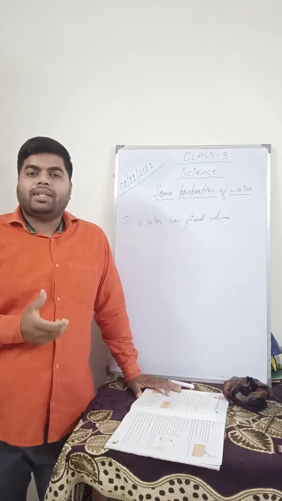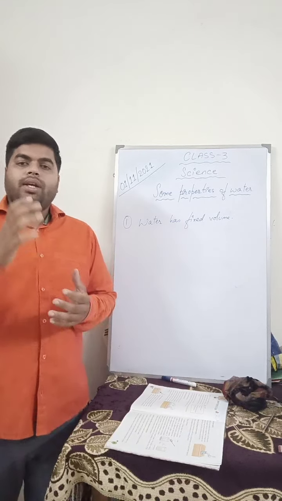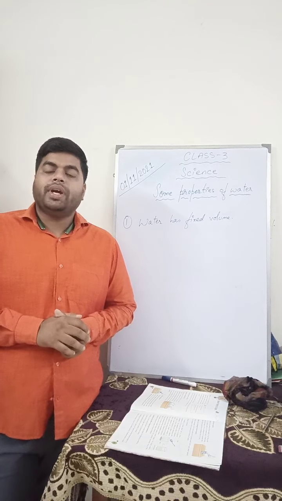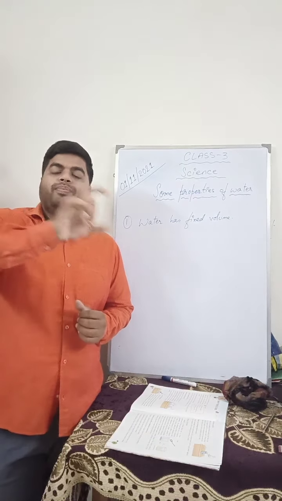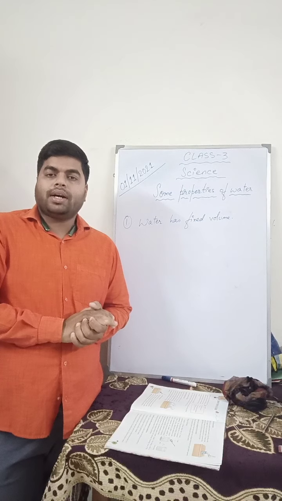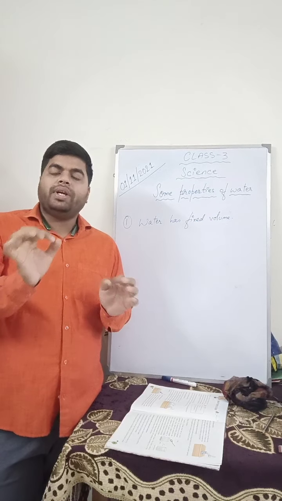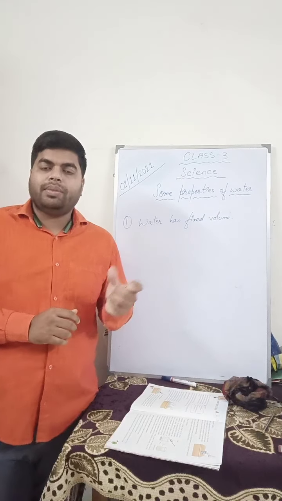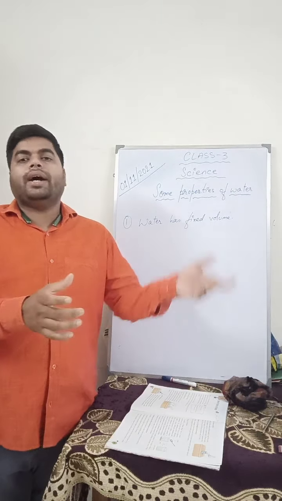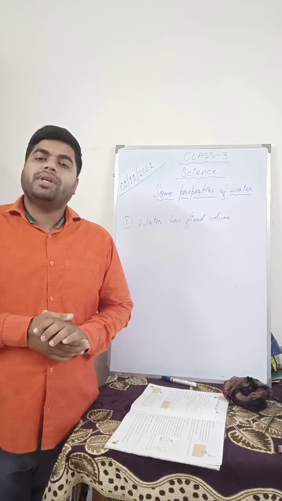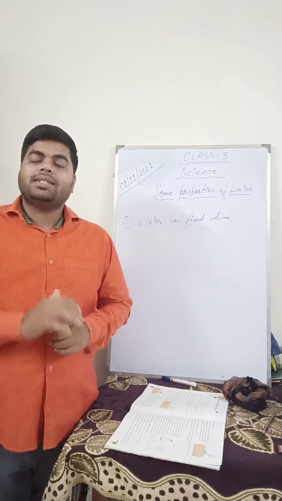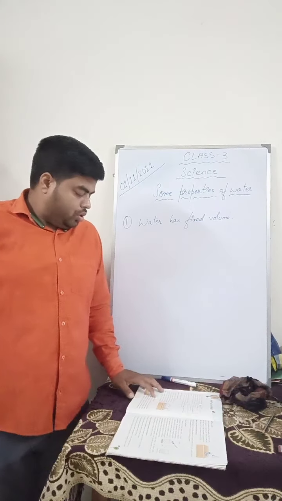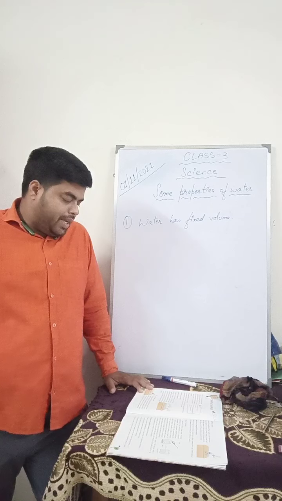Now let me give you one example. Suppose you take water in a 1 liter bottle. Now take that water and pour it in a container without dropping a drop of water from the bottle. Now again repeat the same thing. Take that water from the container and again pour it in the bottle. You will see the measurement of water will be the same. This tells you that water has fixed volume. Though water has no fixed shape, it has a fixed volume.